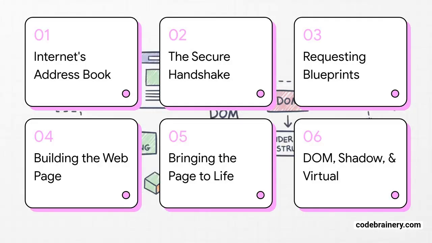All right, so here is the roadmap for our little request. First, we'll find the server's location. Then we'll make a secure connection, ask for the page, build it from the code up, and finally, bring it to life. We'll even take a quick look at a few different kinds of document object models at the end.